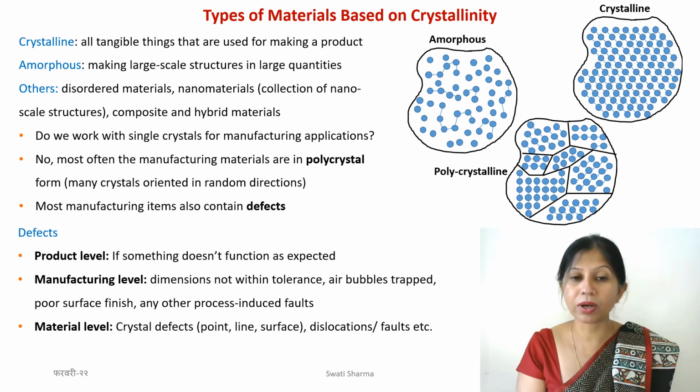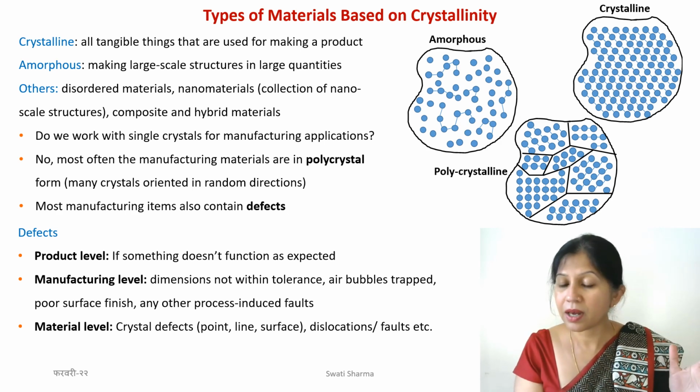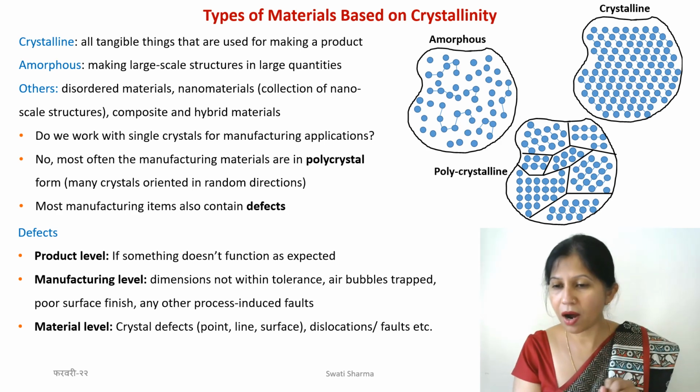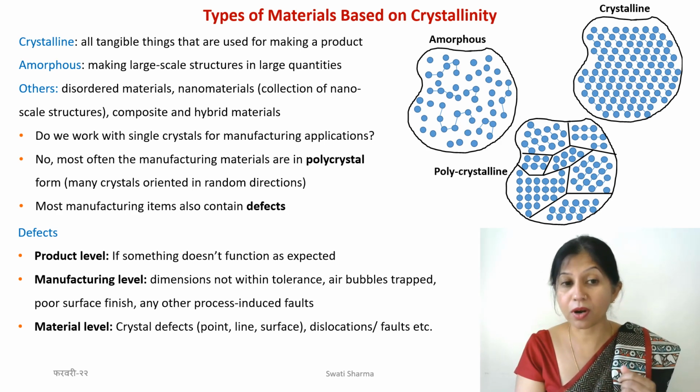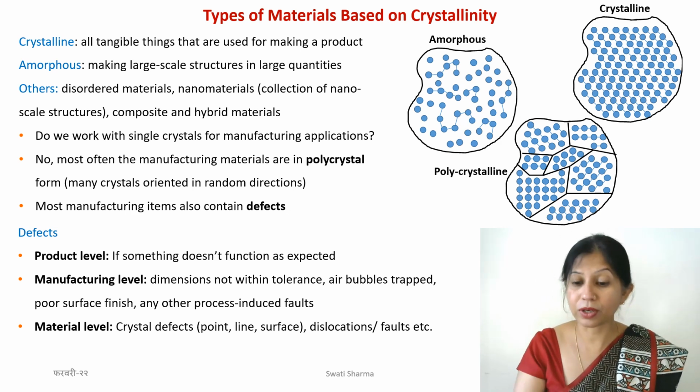And the third one is what you have already learned, the material-level defects. That's where you talk about point defects, line defects, surface defects. So there are dislocations and grain boundaries, all of these things which for now are not too important for us. So we are going to focus on manufacturing process related defects in this particular course.